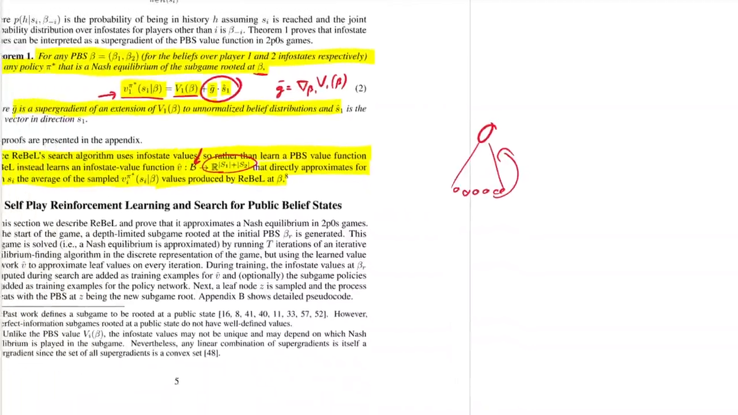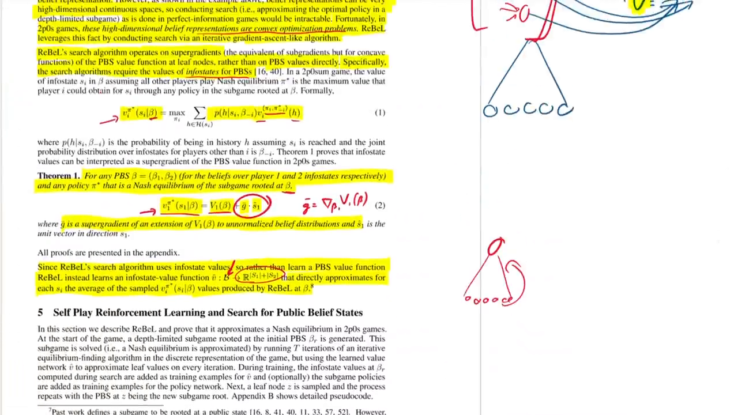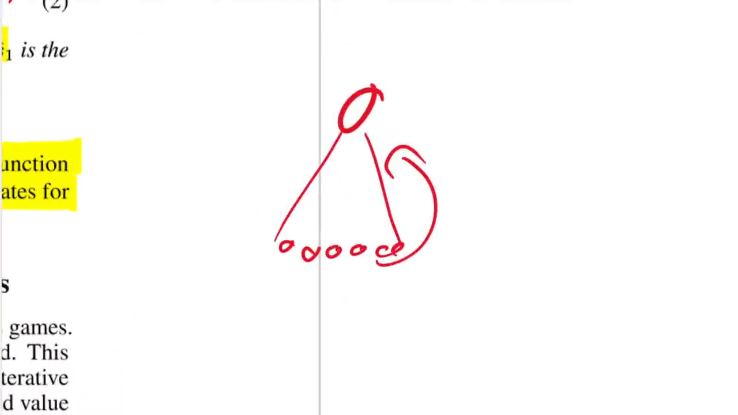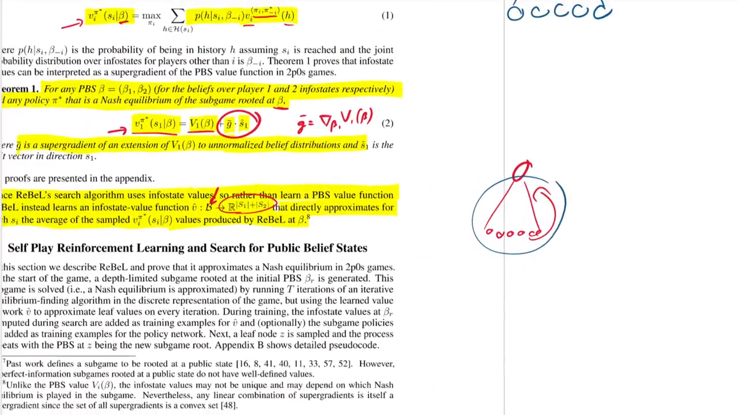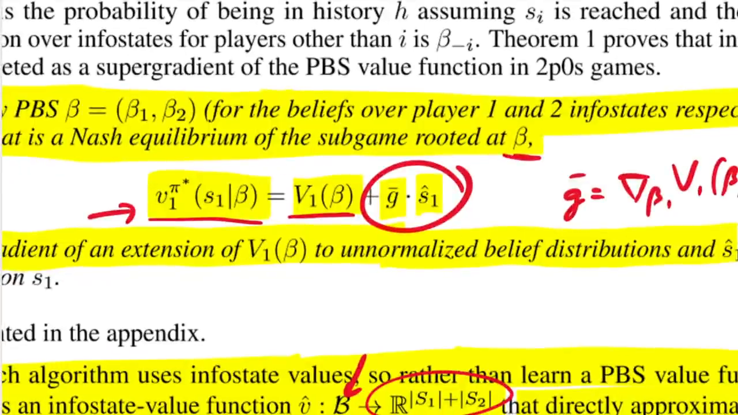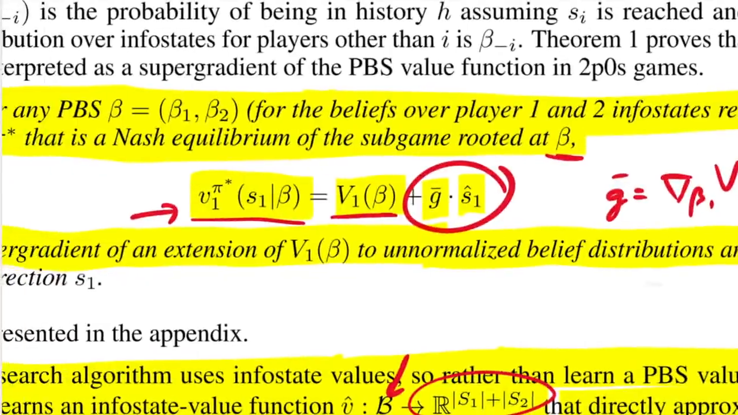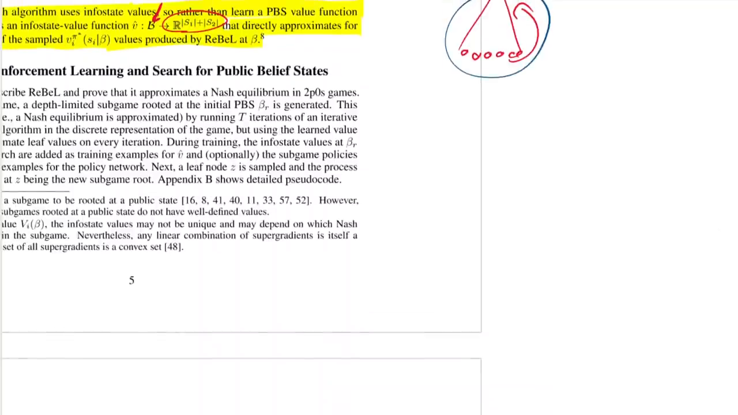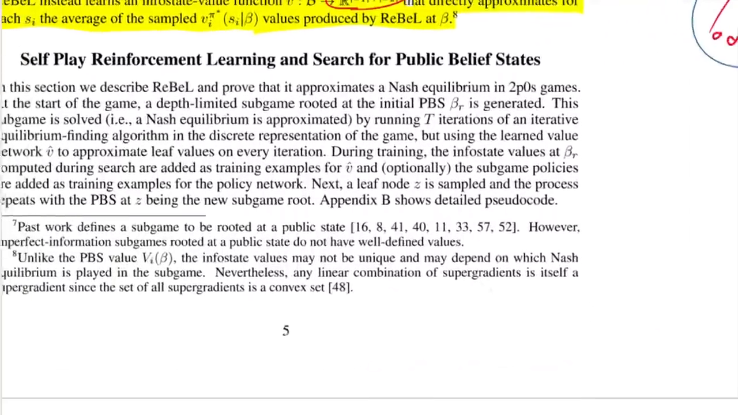Okay, so there is only one thing left to do: we need to know how this step here works. We said we want to do this tree search over the public belief states, but we can't. It's too cumbersome. Therefore, we can evaluate values of a public belief state, but we still need to determine the policies. And that's where the self-play reinforcement learning comes in.